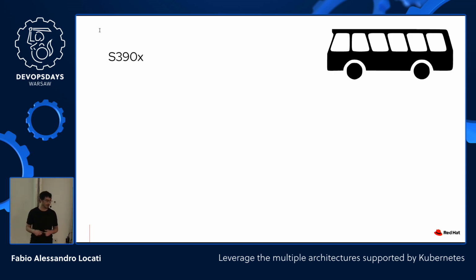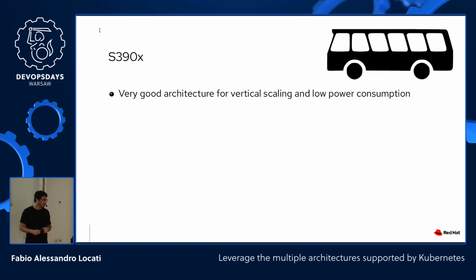The last category is the S390X. And I put the bus. They are very big, but the fact is they are very specialized systems for very specific use cases. So this is an architecture that is meant to be used for vertical scaling. So effectively, this means that you expect to have not many threads, but threads that will consume a huge amount of resources, and that you will not be able to split them between different systems.